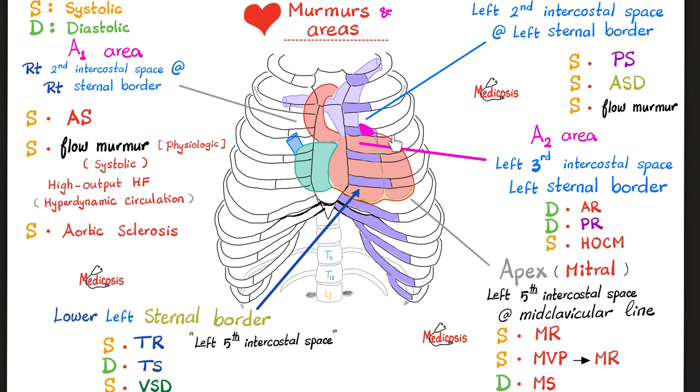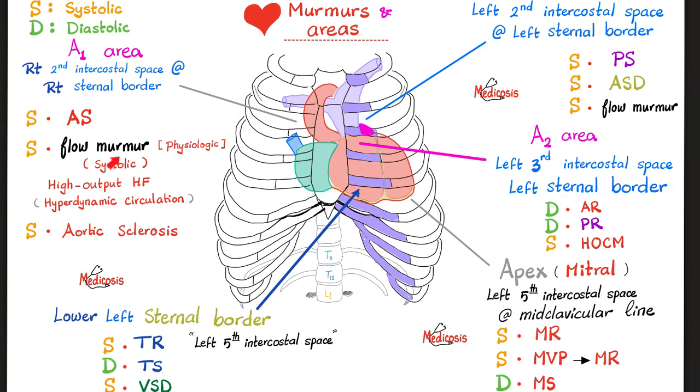How about the second aortic area then? The first aortic area is in the right second intercostal space, but the second aortic area is in the left third intercostal space. What can we hear at the first aortic area? The murmur of aortic stenosis, which is pathologic. The flow murmur on the aorta, which is physiologic. By the way, physiologic murmurs are always systolic and never diastolic. Physiological murmur is synonymous with innocent murmur.